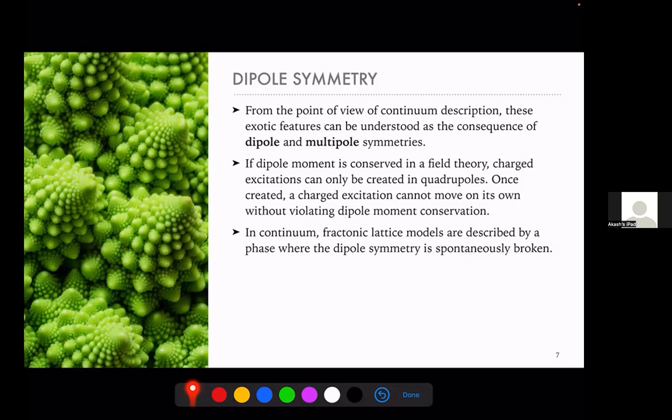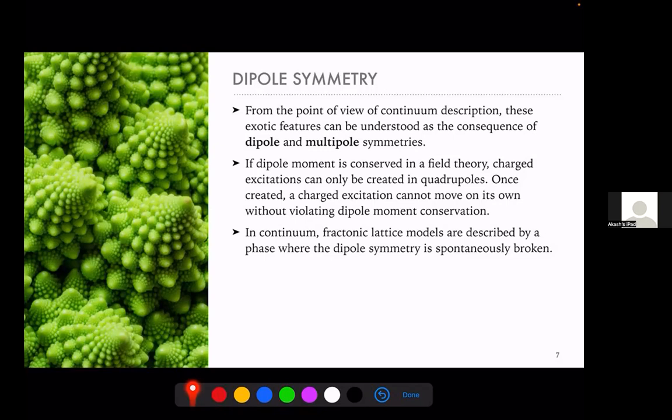Okay, so from the point of view of continuum description, these exotic features can be understood as some consequence of some dipole or multipole symmetry. As I go ahead, I'll make it more precise what I really mean by that. And then, of course, if the dipole moment is conserved in a theory, then a charge particle cannot move on its own, because if a charge particle is going to move, it's going to violate dipole conservation. But only a dipole of charge, or a charge anti-charge pair, can move. And this is going to have similar features that we are hoping to describe.